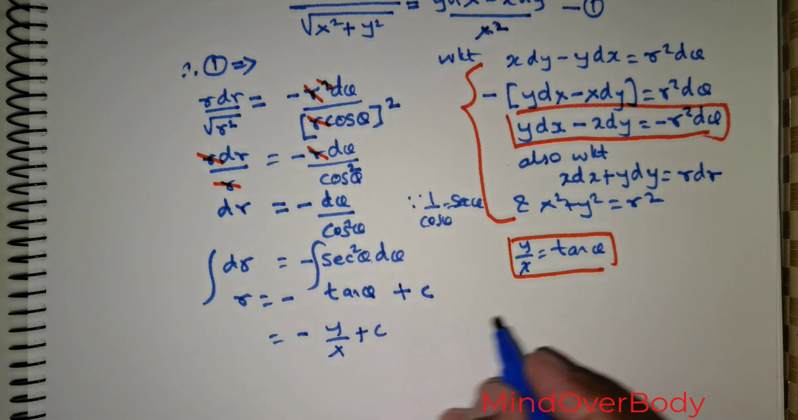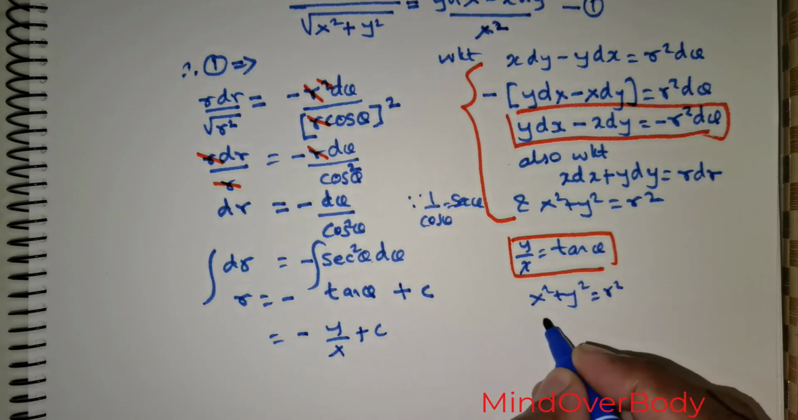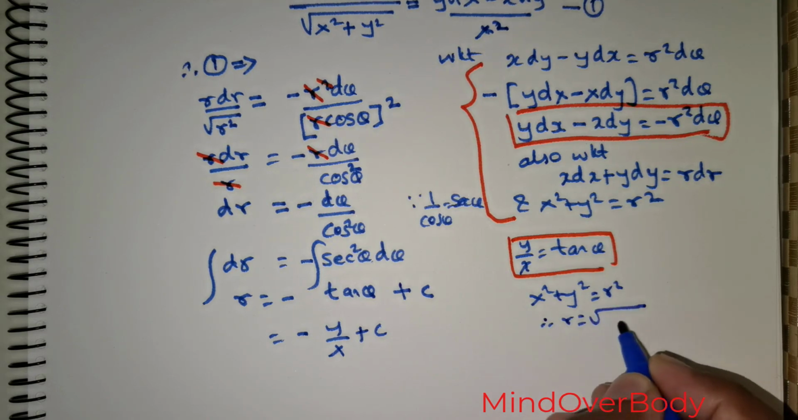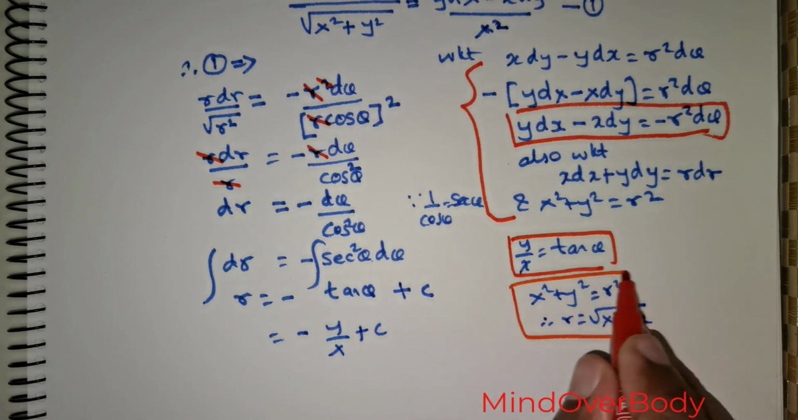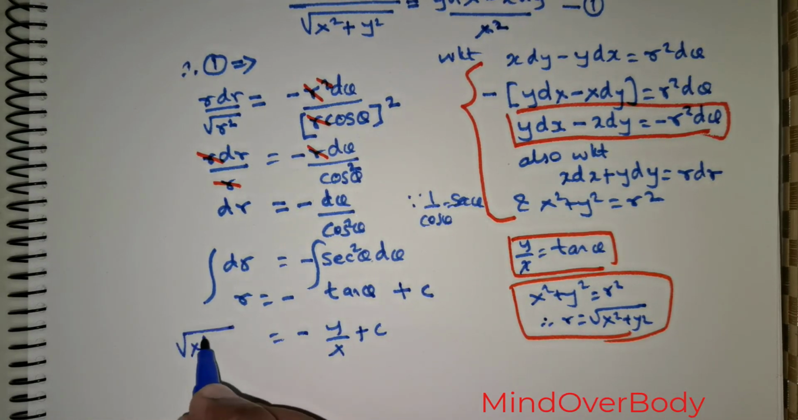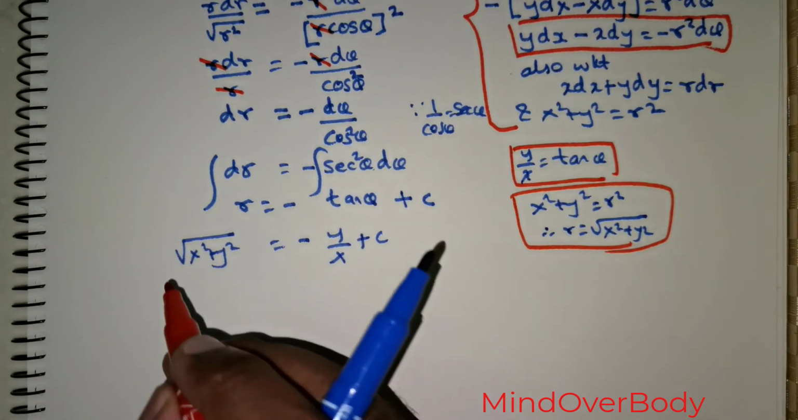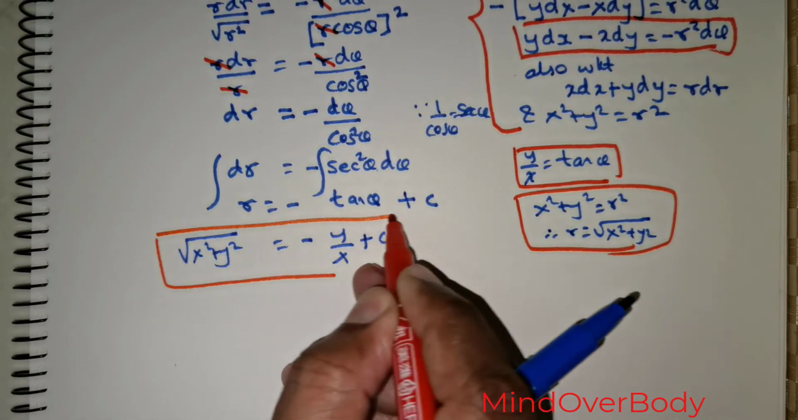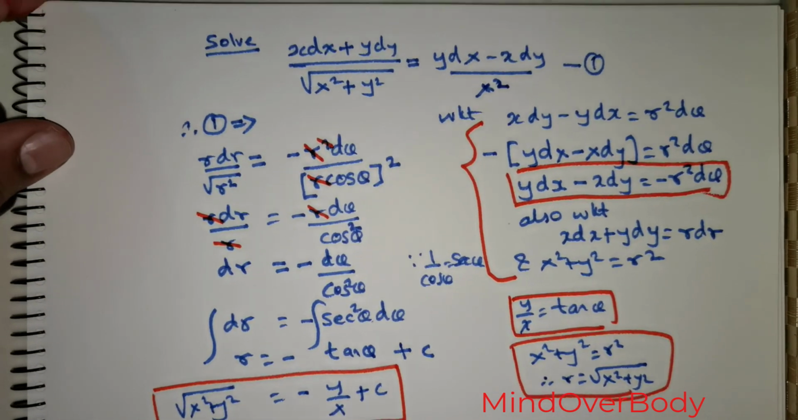On the left hand side, x squared plus y squared is equal to r squared. Therefore r is equal to root of x squared plus y squared. So I will be using these two things. So this is going to give me root of x squared plus y squared equals negative y over x plus c. So this is my final solution to this question. Thank you, students.